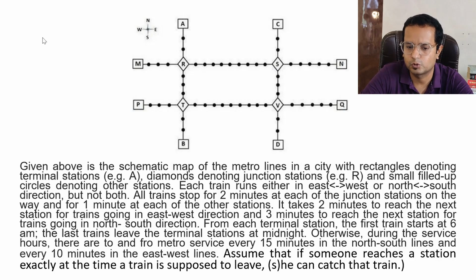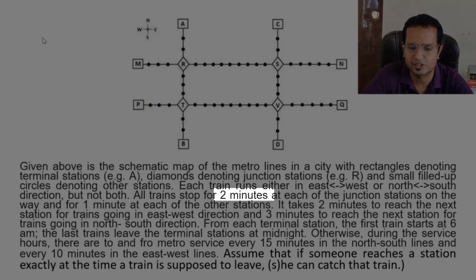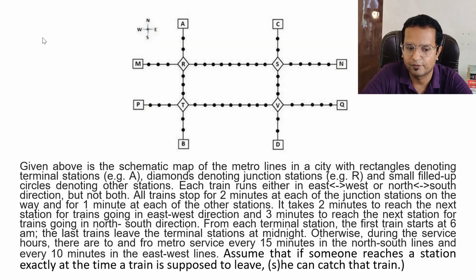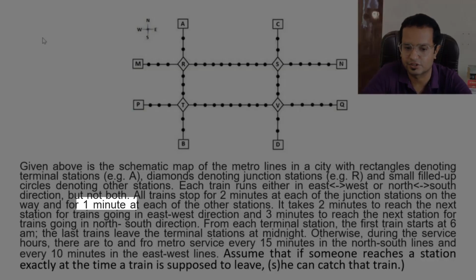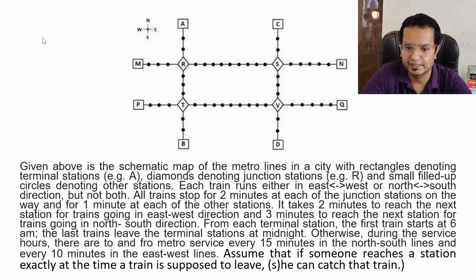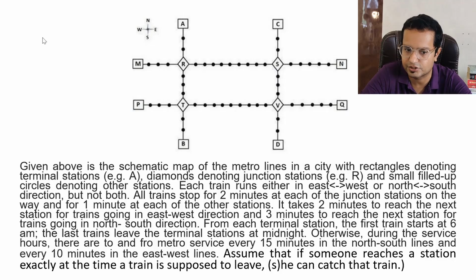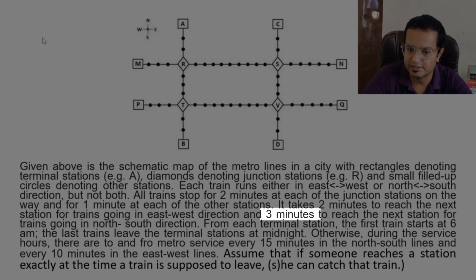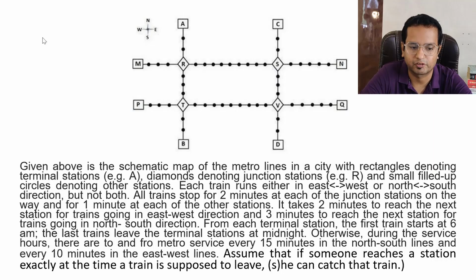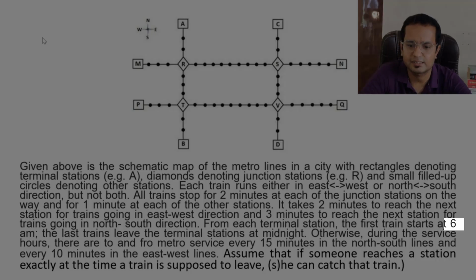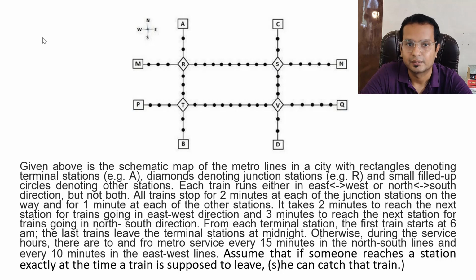All trains stop for 2 minutes at each of the junction stations on the way, and for 1 minute at each of the other stations. It takes 2 minutes to reach the next station for trains going in the east-west direction, and 3 minutes to reach the next station for trains going in the north-south direction. From each terminal station, the first train starts at 6 a.m. The last train leaves the terminal station at midnight.